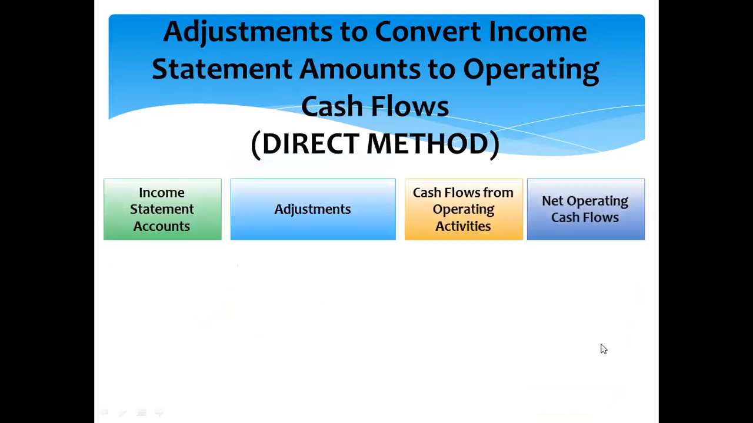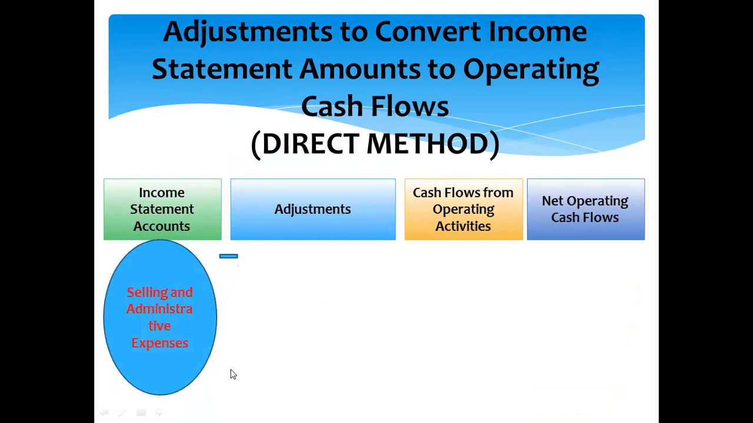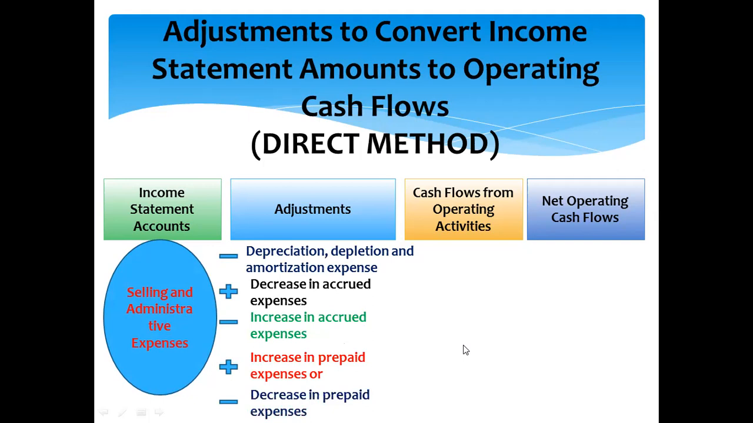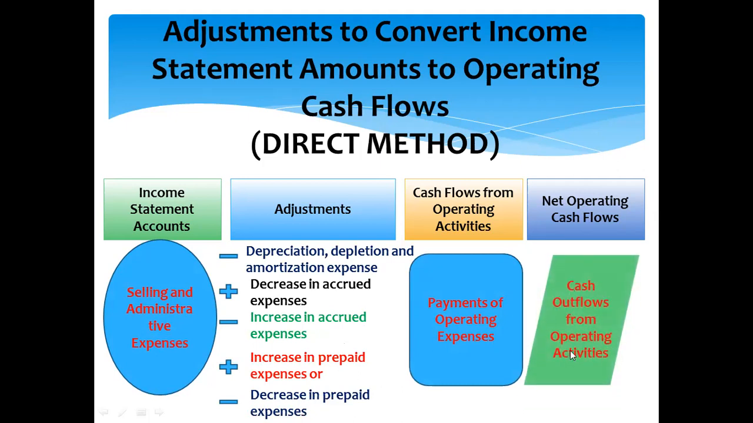Okay. Now let's go to the selling and administrative expenses account. So you deduct if there's depreciation, depletion, and amortization expense. You add if there's a decrease in accrued expenses. You deduct if there's an increase in accrued expenses, and you add if there's an increase in prepaid expenses. You deduct if there's a decrease in prepaid expenses. So that's payments of operating expenses. Okay, so that's cash outflows from operating activities.